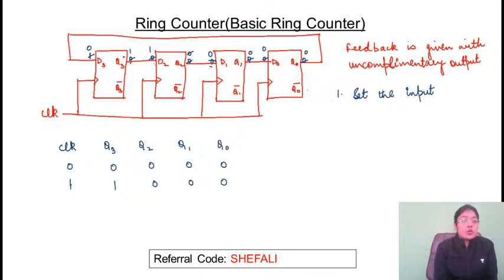Input is 0, so it will be producing the output 0. Input is 1, it will be producing the output 1. Input is 0, output 0. Input is 0, output will be 0. So what output are we getting? We are getting 0, 1, 0 and 0. Second clock.